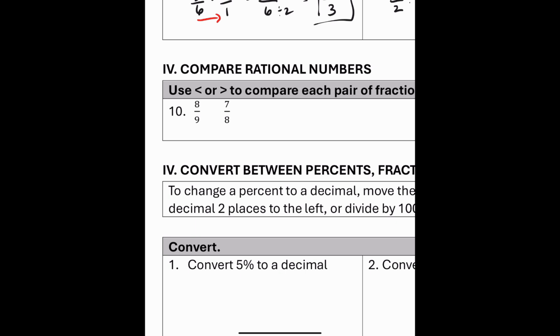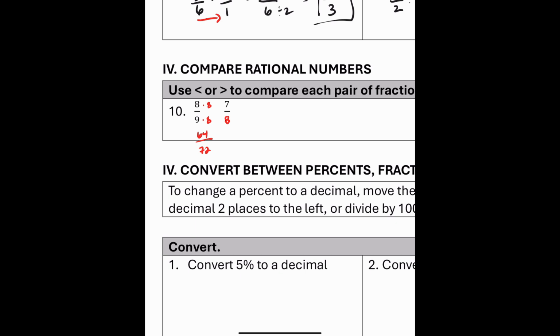Well, the best way to approach these fractions is by finding a common denominator. So if we look at 8 over 9, what we can do is multiply the bottom and the top of this fraction by the number in the denominator of the other fraction. So in this case, look, we have that 7 over 8. 8 is in the denominator, so we'll multiply the bottom and the top of this fraction by 8. So 8 times 8 is 64, and 9 times 8 is 72, okay?